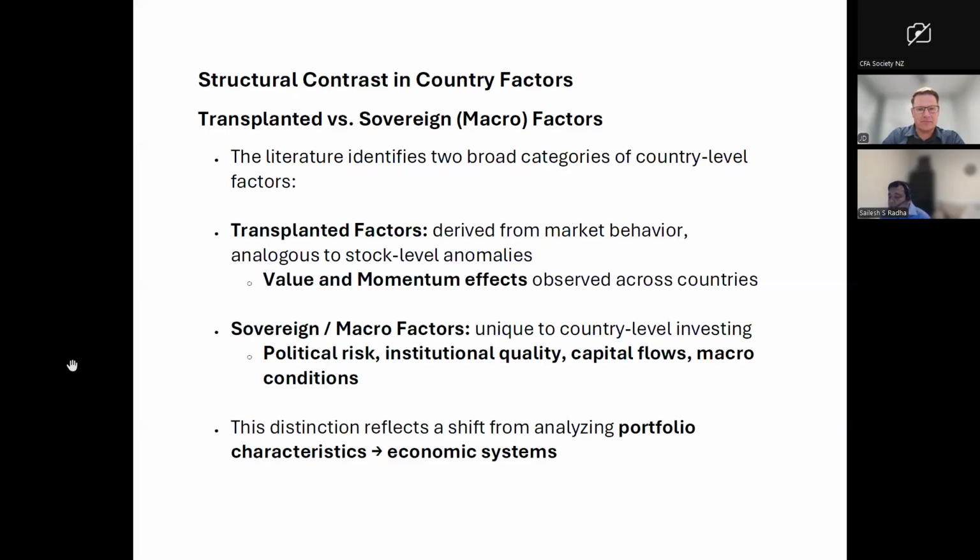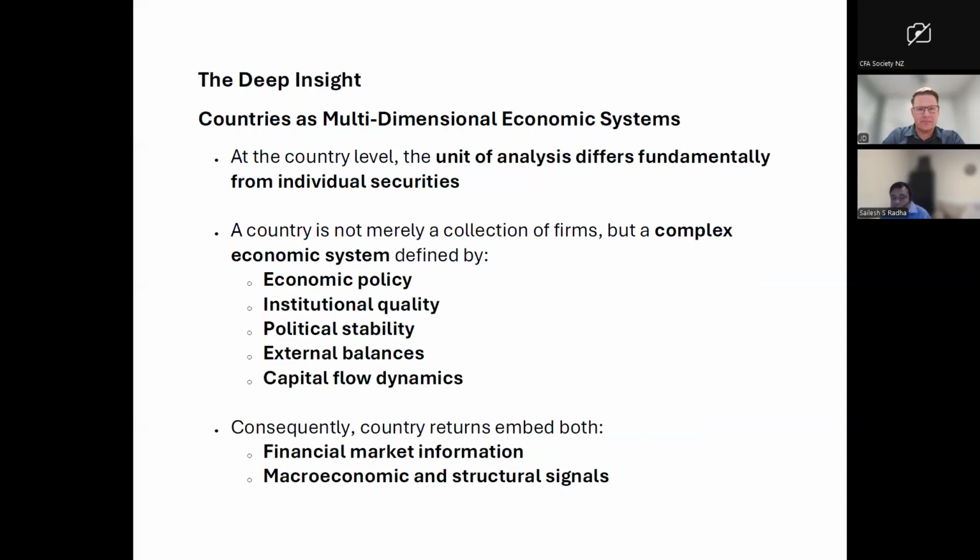And this is where you need to take a pause, the insight here. At the country level, the unit of analysis changes completely. A country is not just a portfolio or index of firms. It is a complex system defined by policy, institutions, capital flows, and macroeconomic conditions. So the country returns that you're seeing are inherently multidimensional. They embed both financial market information, which is the firm-level information aggregated, plus macroeconomic and structural signals. This is a nuanced interpretation of how you look at country indices. Even though it is an aggregation of firms, there's an additional dimension: the macro, the policy, and the institutions.